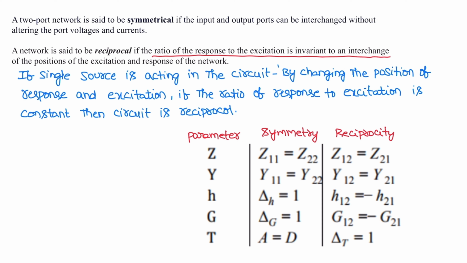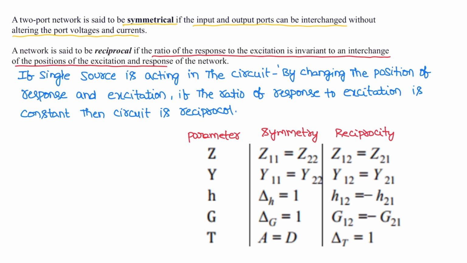Even if the position of source and load is interchanged, the ratio of response to excitation is invariant, so it doesn't change. Next, the condition for symmetry. The network is said to be symmetrical if the input and output ports are interchanged without altering the two-port voltages and currents. Next, different parameters are given and the conditions for symmetry and reciprocity are mentioned.